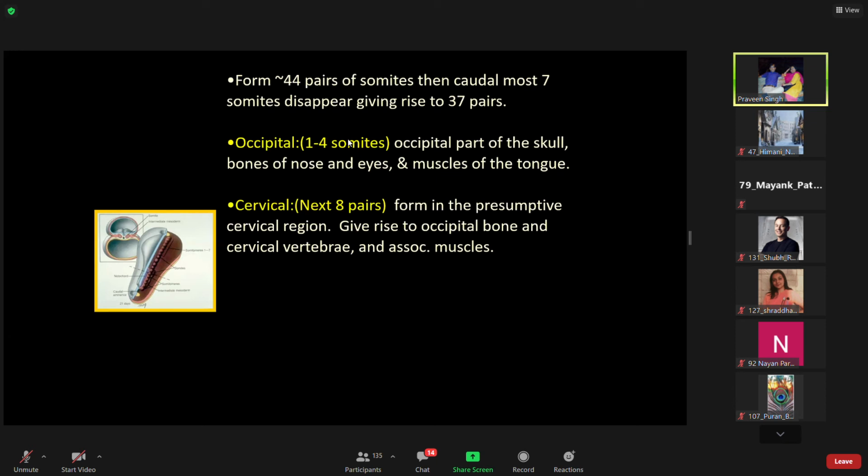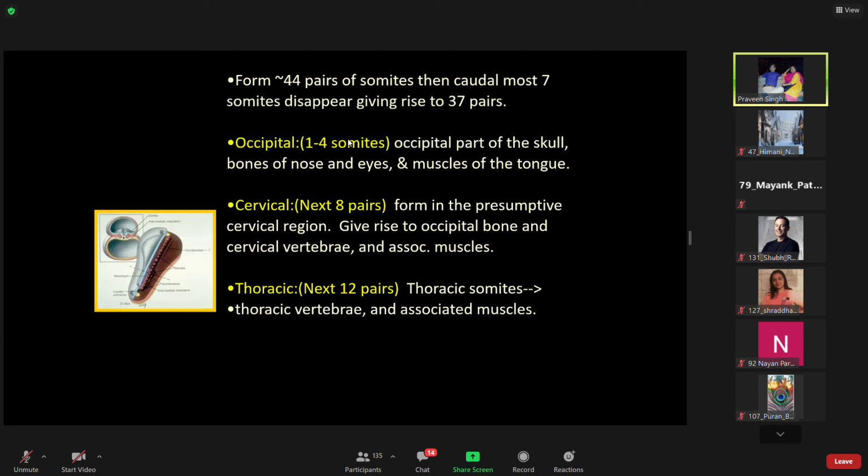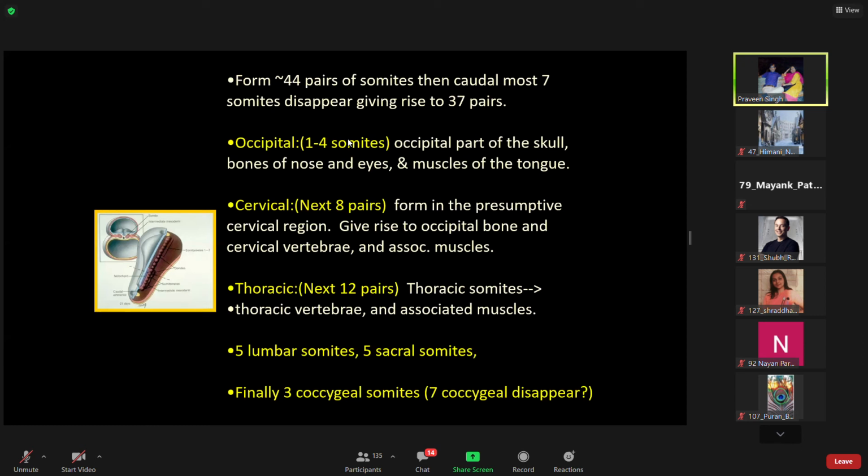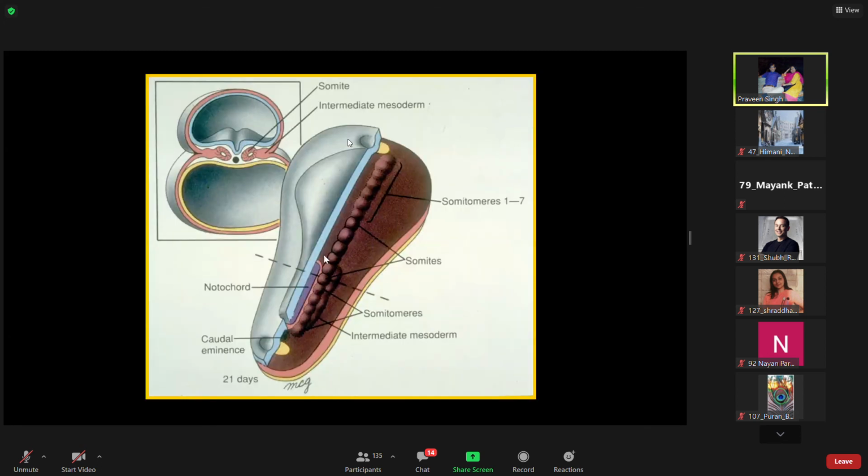As you can see, cervical next 8 pair it forms in the presumptive cervical region, give rise to occipital bone, cervical vertebrae, and associated muscle. Thoracic is next 12 pairs. It forms thoracic somites, thoracic vertebra, and associated muscles, and 5 lumbar somites and 5 sacral somites. Finally, 7 coccygeal somites disappear. So this is how the somites are formed from the paraxial mesoderm.